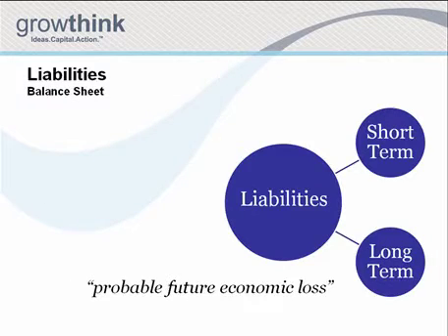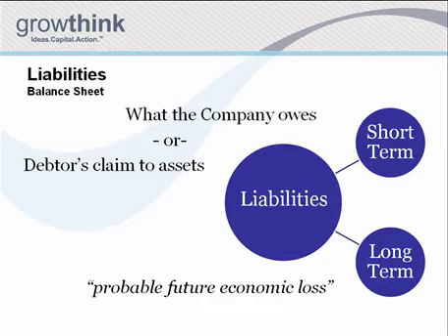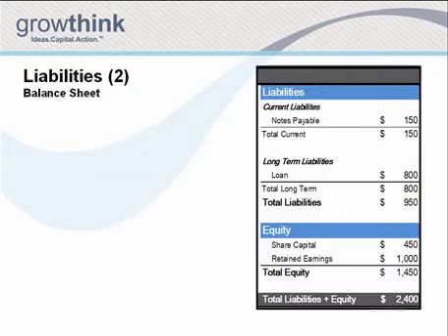Let's talk about liabilities. Liabilities, like assets, are broken up into short-term and long-term, and it's what you owe. A better, yet more complex way to think about liabilities is that liabilities reflect the portion of assets that debtors own of your business. It's probable future economic loss, things that you owe. So it's what the company owes, or you can think of it as debtors' claims to your assets.